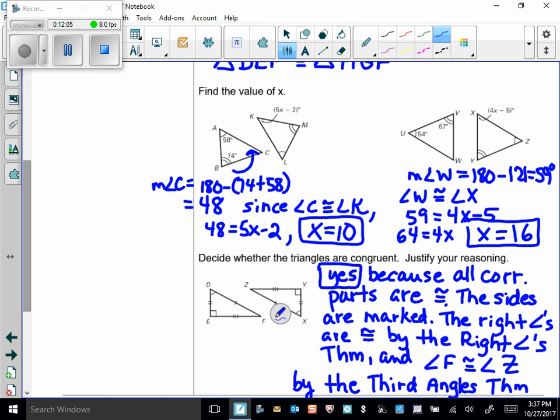The next two problems, I just have to pick out the angles that are corresponding. Since they're congruent, I know that their measures are equal, so I set those two equal. For the first one, I get x equals 10. For this one, I get x equals 16. So pause there and look over that. If you didn't get the same answers, and you can't figure out where you went wrong, let me know in class.